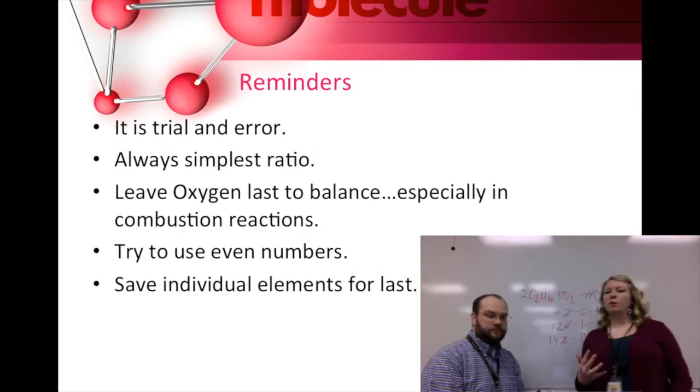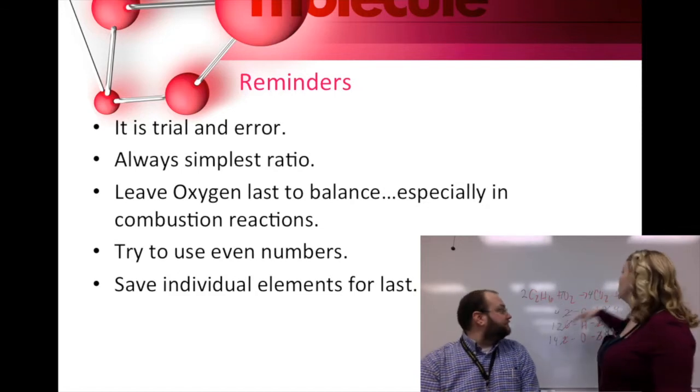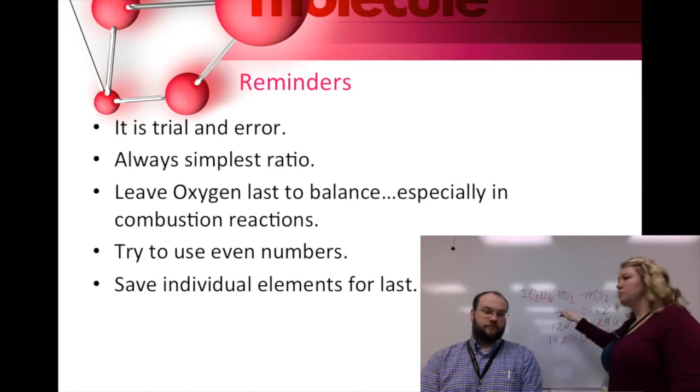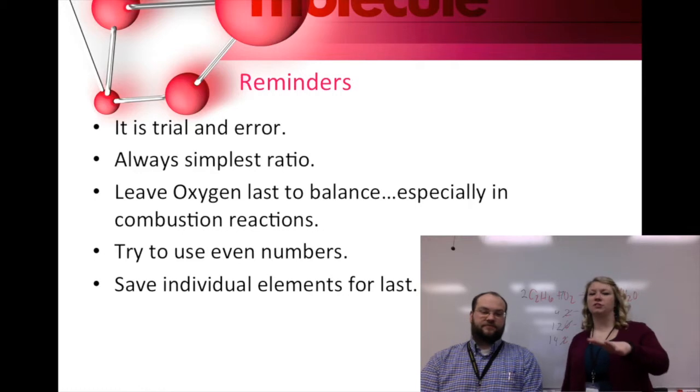It's always trial and error. And you always want the simplest ratio. So even if these numbers are doubled, that's okay that you figured it out that way. But then, get them back to where they need to be. I always leave oxygen last. It messes things up. If you try to balance oxygen first, then you're off your rocker. Oxygen's horrible, it'll drive you nuts. So leave oxygen to the end.